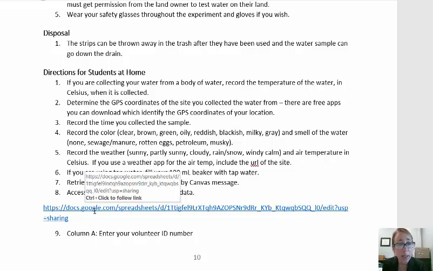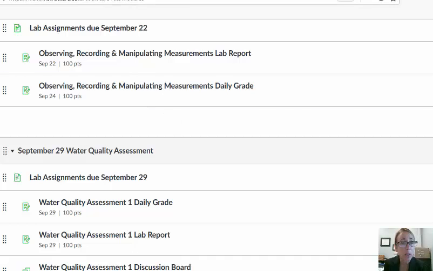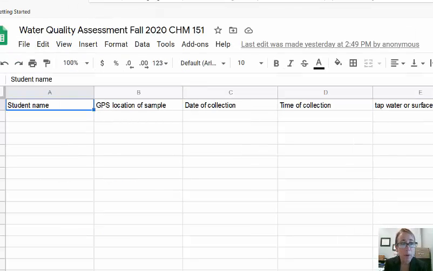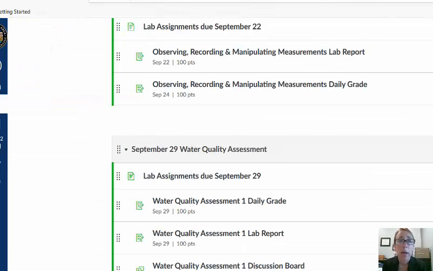So your data is going to be put into this Google Doc. So let me get to that. The vast majority of the directions after you get your water sample are all about filling in this Google Doc. So we're going to gather information throughout the area of northern Iowa, and you're going to contribute to this data, and you want to be sure to carefully enter all the data. So entering the data is going to be 75% of your lab report, and then 25% of your lab report is going to be contributing to the discussion board.